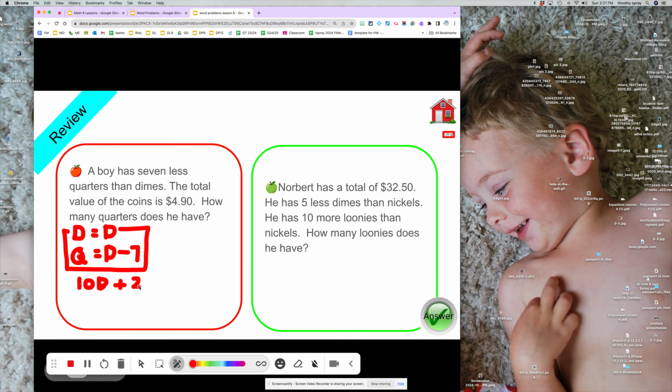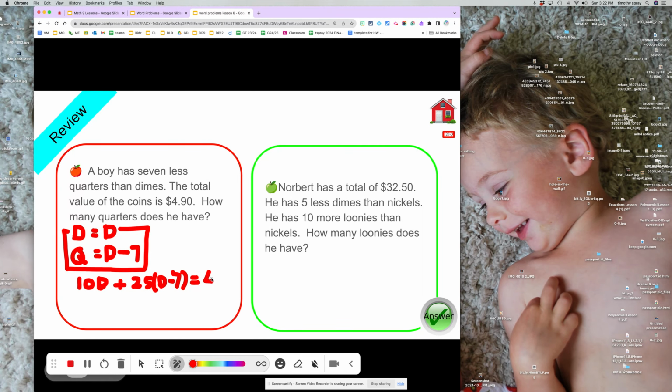Now, quarters are worth 25 cents. And I could go 25 times Q, or I could go D minus 7. And I'm going to choose D minus 7 because I want to have only D's in my equation. Now, here's the next part.